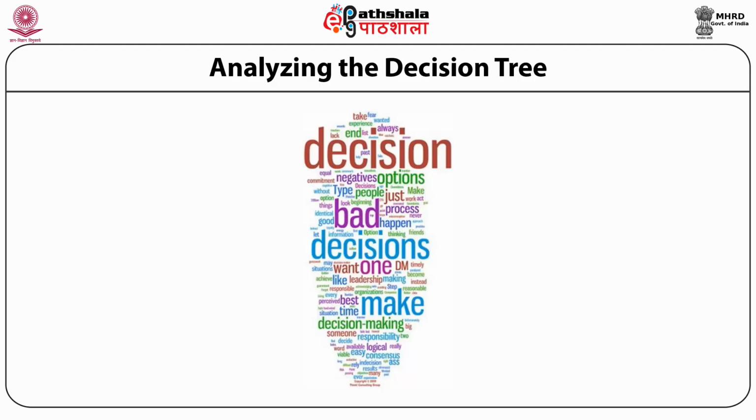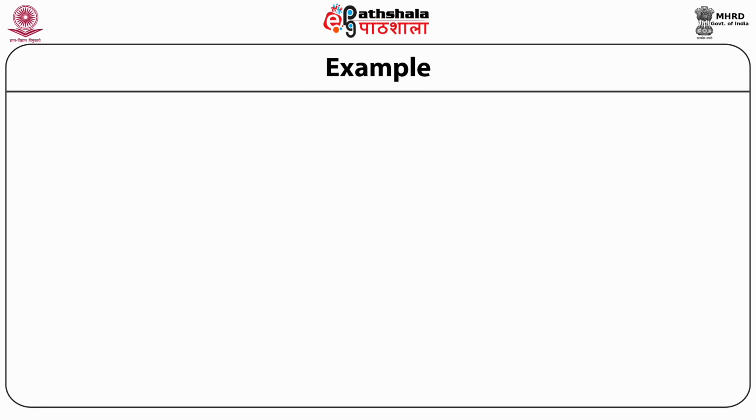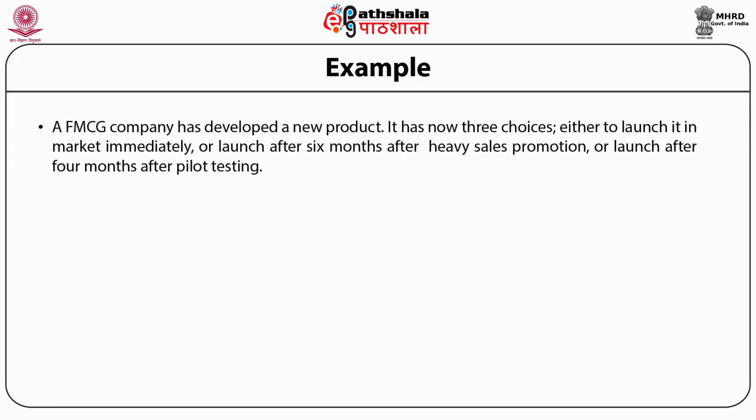For that we are trying to include the maximum possible parameters or dimensions in our decision making, and this will be done with the help of the decision tree. Now we will try to understand the concept of the decision tree with the help of the example that you see in this slide. Here you can see that an FMCG company has developed a new product. It has now three choices: either to launch it in the market directly, or launch after 6 months of heavy sales promotion, or launch after 4 months after pilot testing.